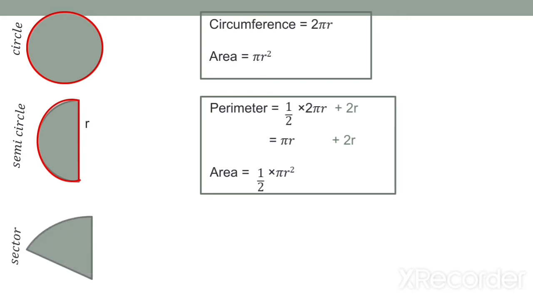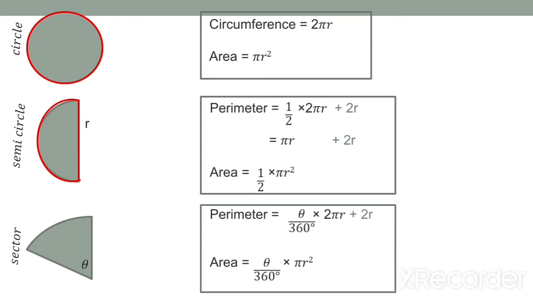Then sector, imagine the angle is theta for this sector. So to find the perimeter, we can write this angle as a fraction of the total figure. Total figure means the angle of the total circle is 360. So we can write it as theta over 360. So we can multiply 2 pi r by that fraction. Then you can receive the length of the arc, that is theta over 360 into 2 pi r. For the area also you can do the same method. That means you can multiply pi r squared by the fraction of theta over 360.